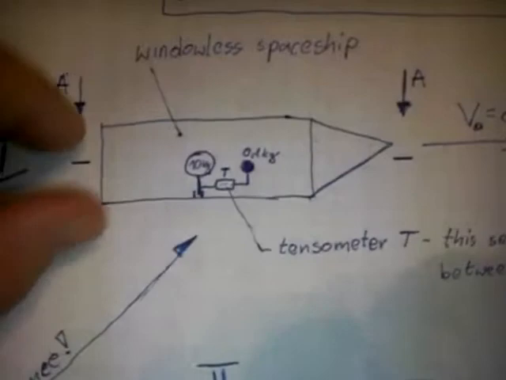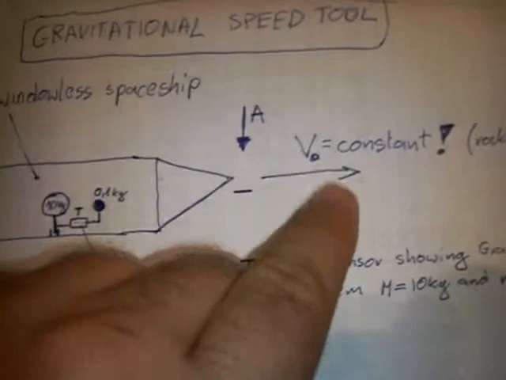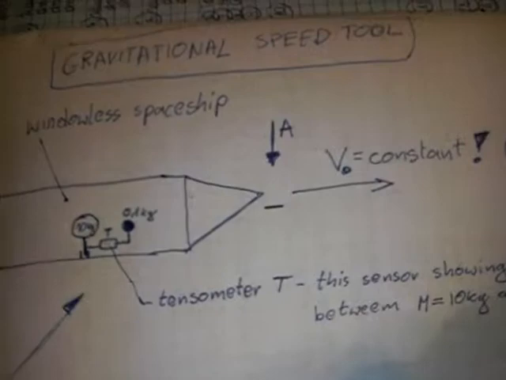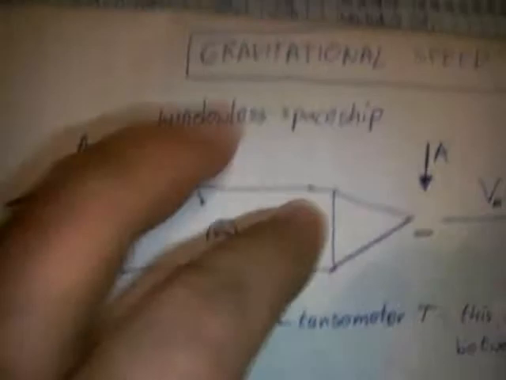Okay, we have a situation like this. This rocket engine is off. The rocket has got constant velocity, not accelerating, not slowing down. Very important fact: not accelerating and not slowing down. Just going, going, going. A windowless spaceship.